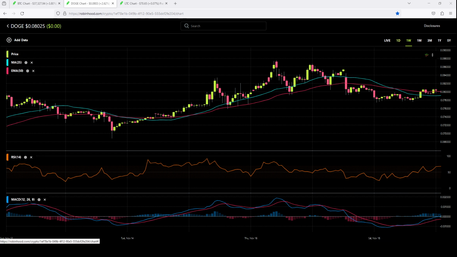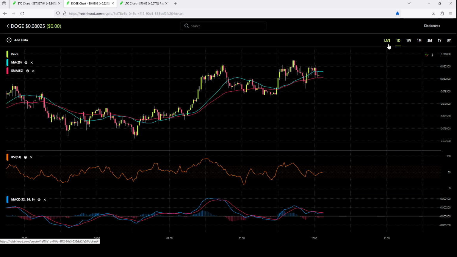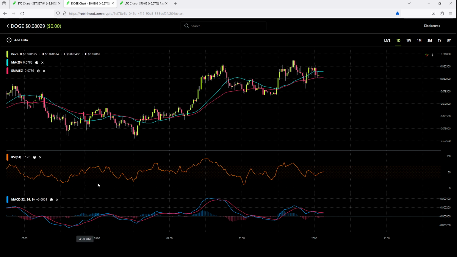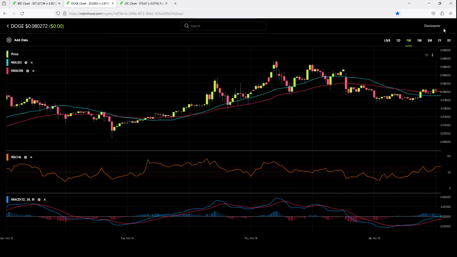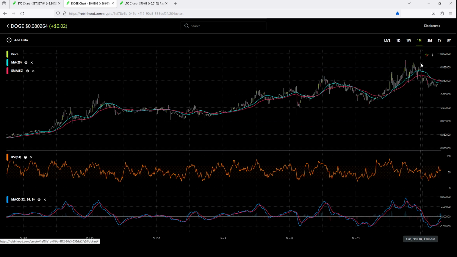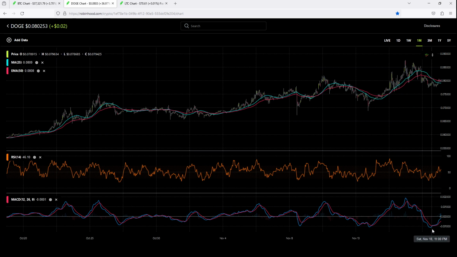Now let's go down to the daily, and it's popped back up. The daily isn't quite as pronounced as far as the MACD and the RSI, but if you go out to the weekly, you'll see it here. And you go out to the monthly, you'll see it here. This is where we had our big drawdown. You can see it here, down to negative 0.001.